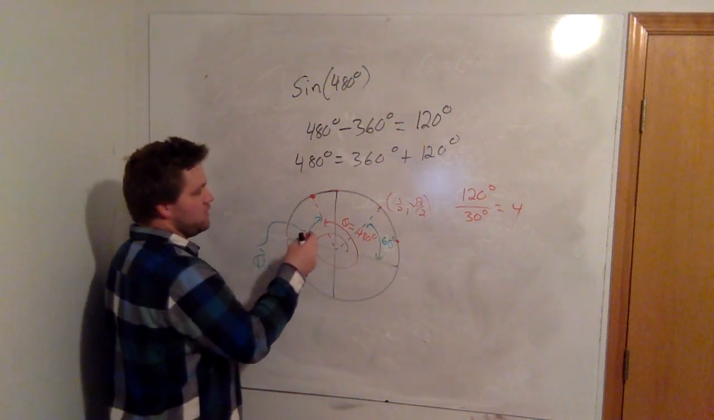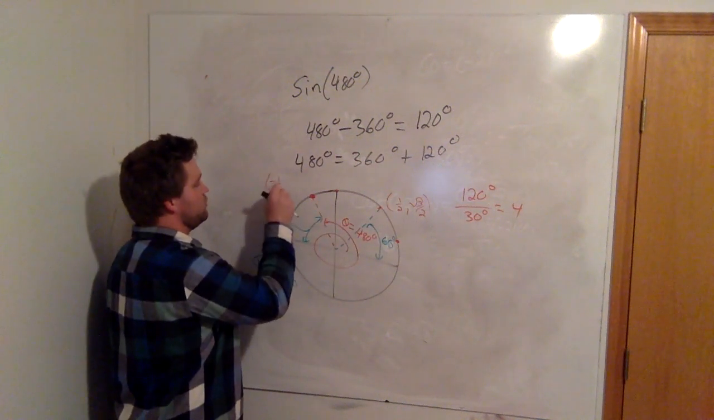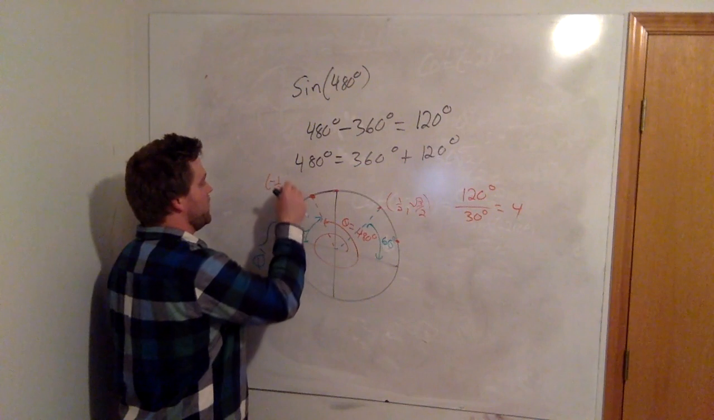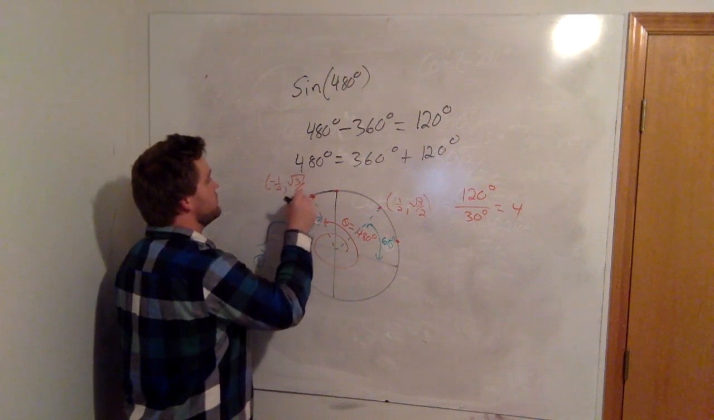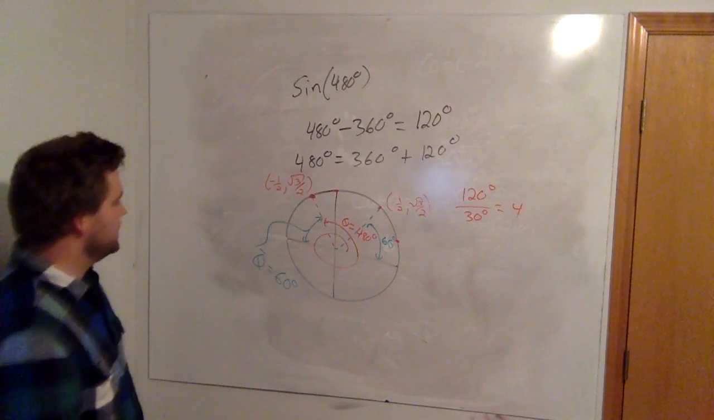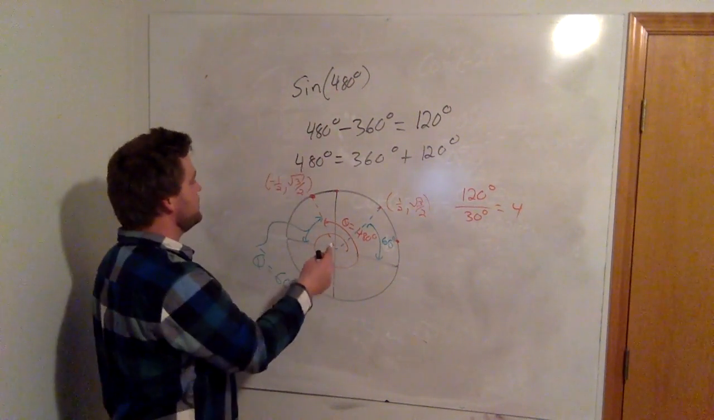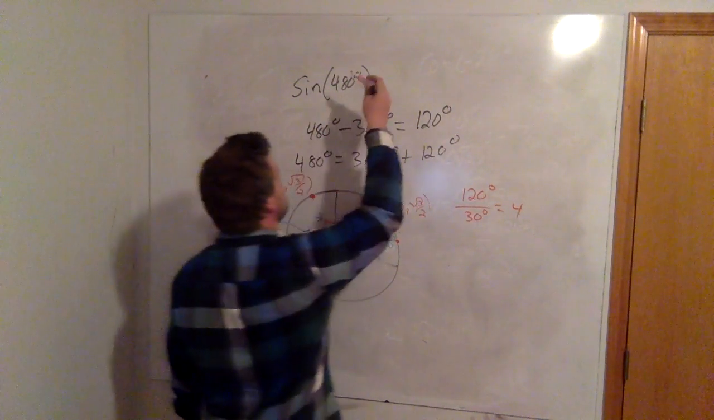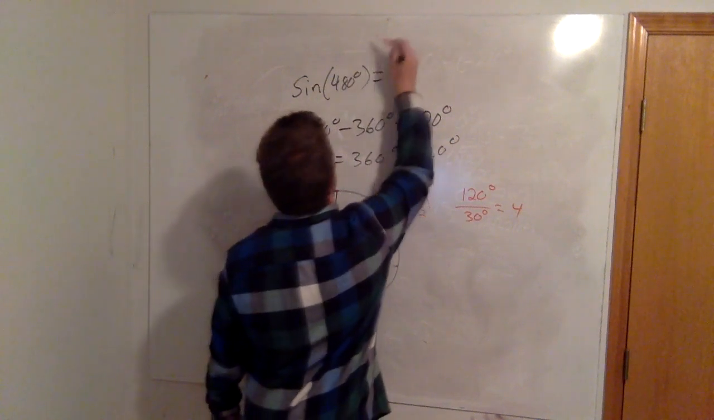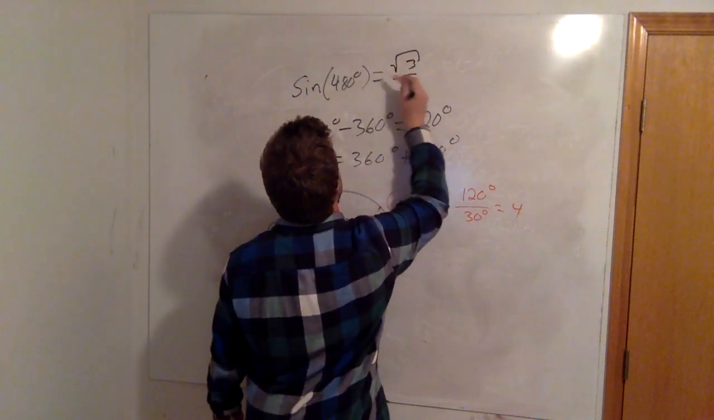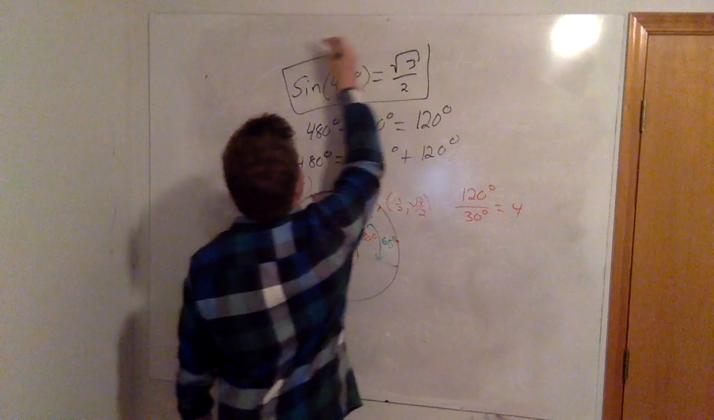So over here, this will be a negative 1/2. The x coordinate will be negative. The y coordinate will stay positive. Root 3 over 2. Okay, so what do we want to know? We want to know sine of 480 degrees. Sine is the y coordinate. So the answer here is root 3 over 2. Boom, boom, boom, boom. And that's the answer.